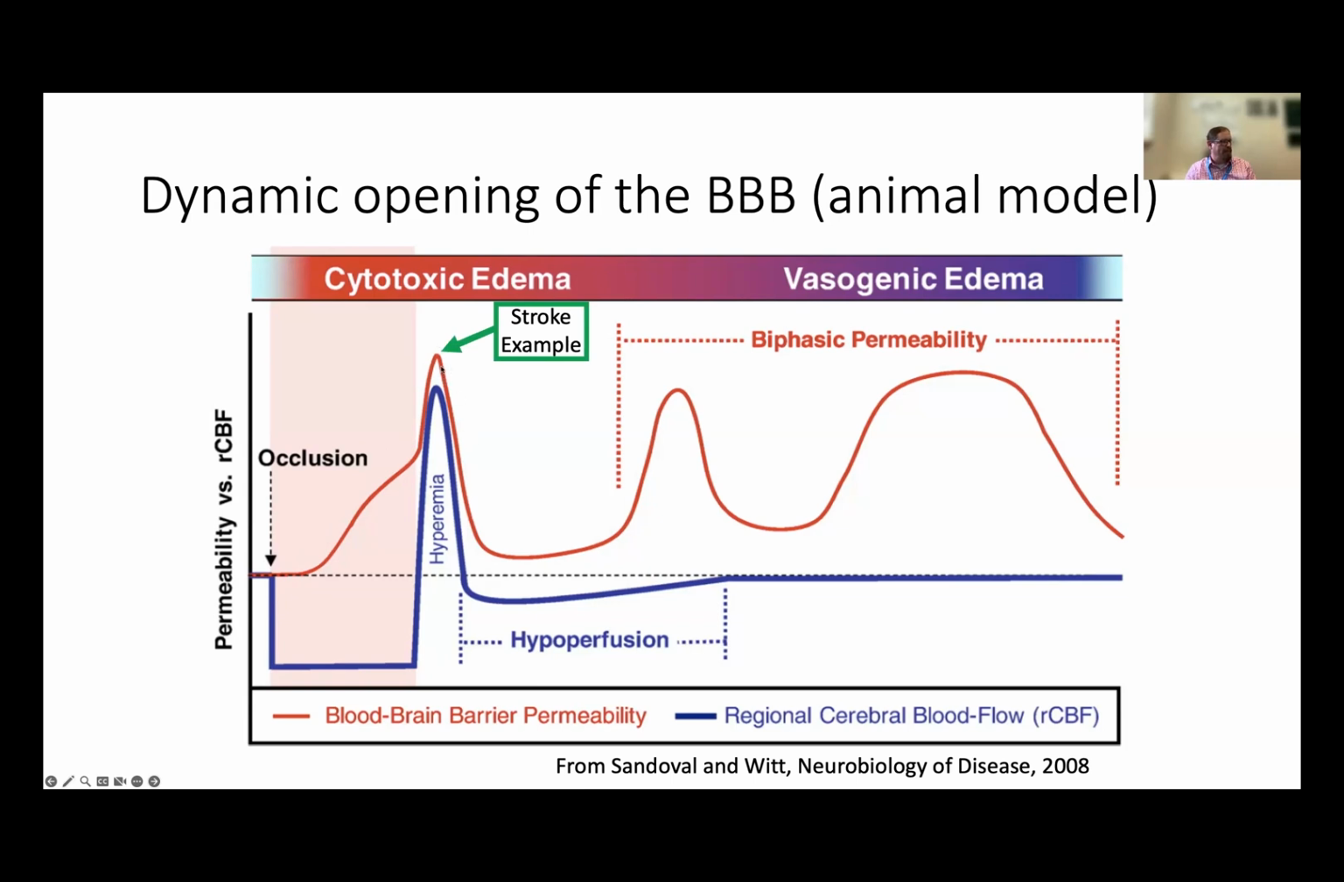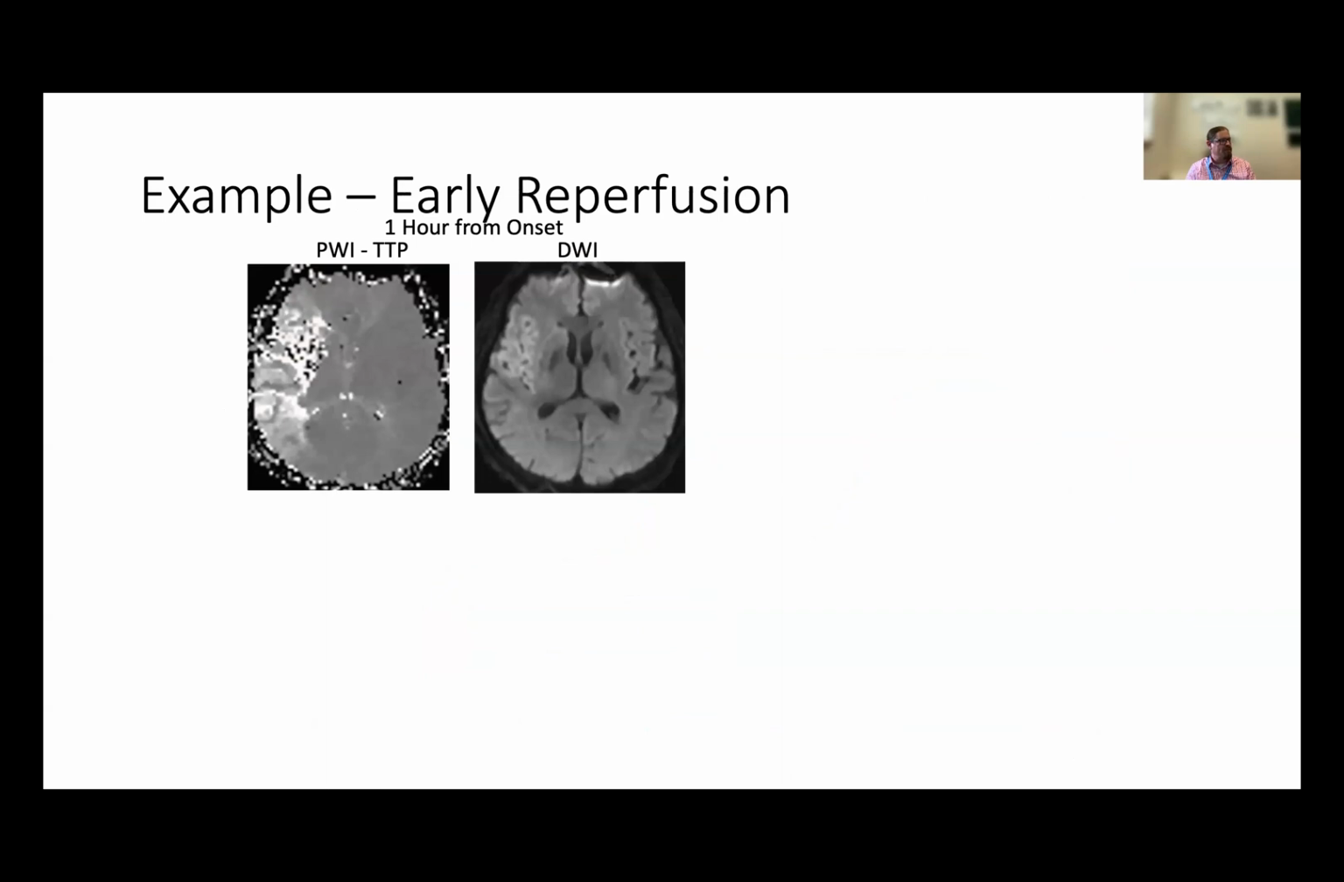But typically that is transient. And then there's this biphasic opening of the blood-brain barrier that happens. Usually the first phase is in the hours after the stroke, and the second phase is in the days after stroke. And we can see this in humans now, because we have this method: every time we do a perfusion scan, we can look at their BBB as well.